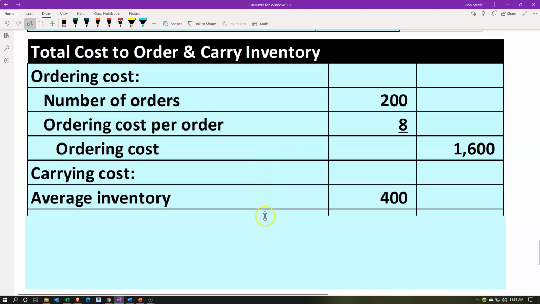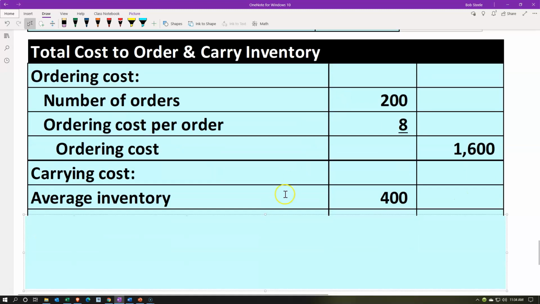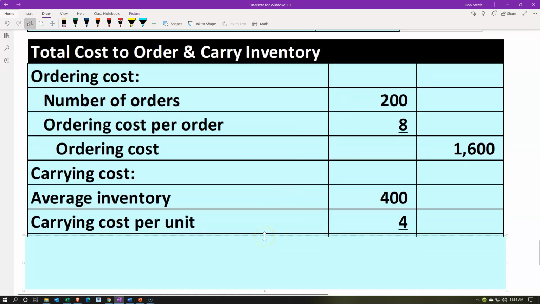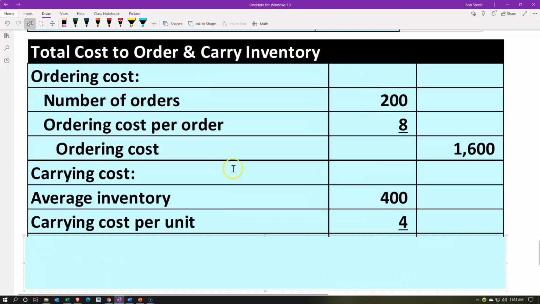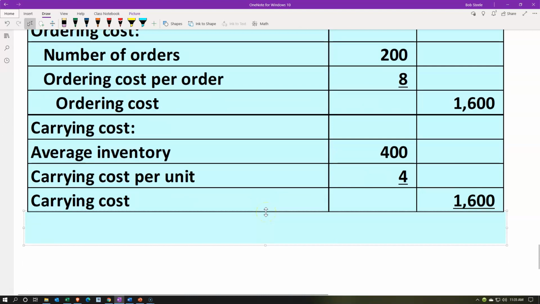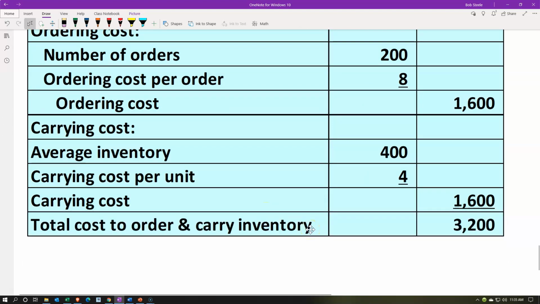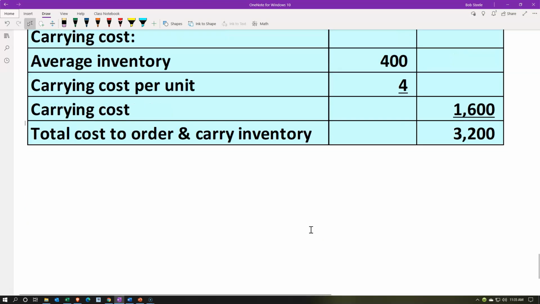Then the carrying costs, to figure the carrying costs, we're going to take the average inventory, which we figured out up top here at the 400, and we're going to multiply that times the carrying cost per unit, $4, which we have here, that's our carrying cost per unit. And that's going to give us the carrying cost, balancing these out, the 1,600. If we add those two up, that's going to give us our total cost to order and to carry.